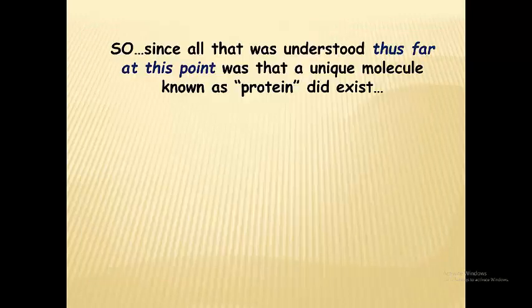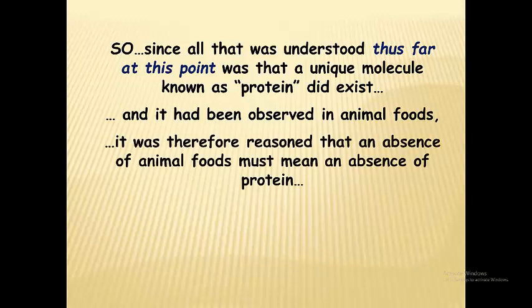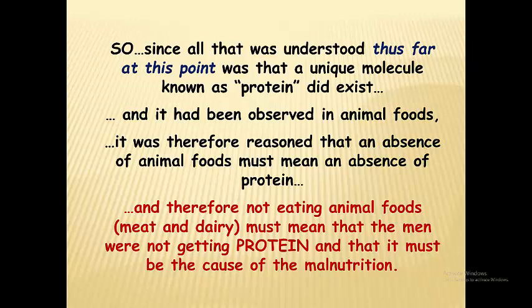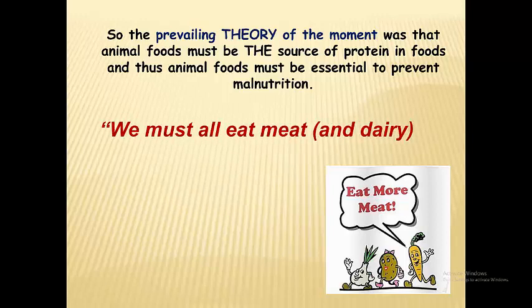It made sense at the time because all we understood was that there was a unique molecule known as protein, and it had been observed in animals, hence animal foods, and it was therefore reasoned that an absence of animal foods must mean an absence of protein. It was deduced that not eating animal foods, whether meat or dairy, or eating them very rarely, meant the men were not getting enough protein, and that must be the cause of their malnutrition. So the prevailing theory at this point in time was that animal foods must be the source of protein in food, and thus animal foods must be essential to prevent malnutrition.